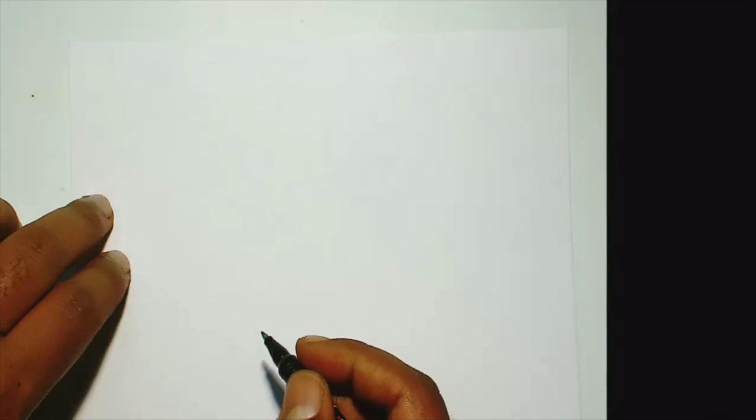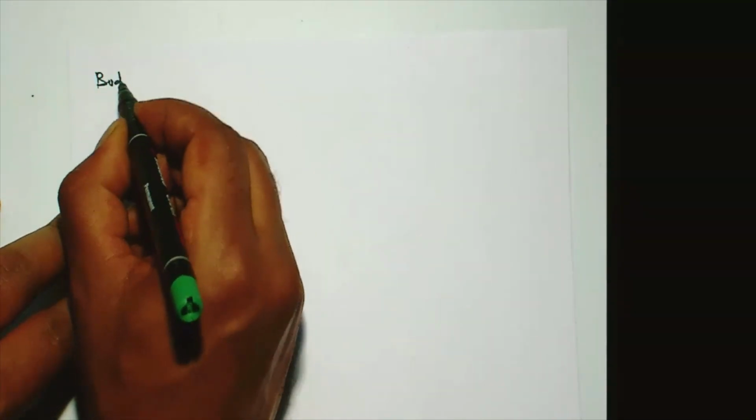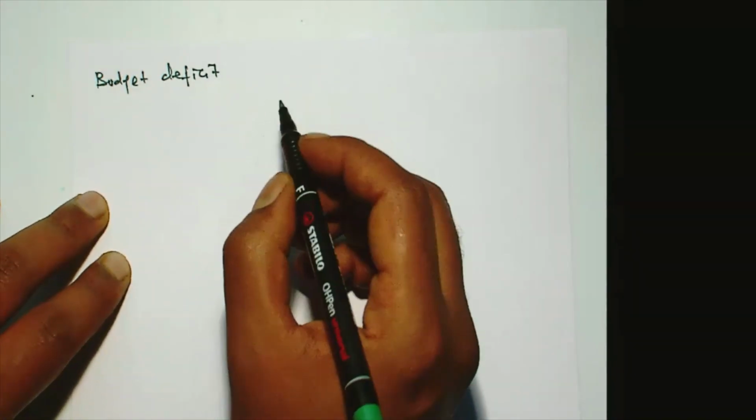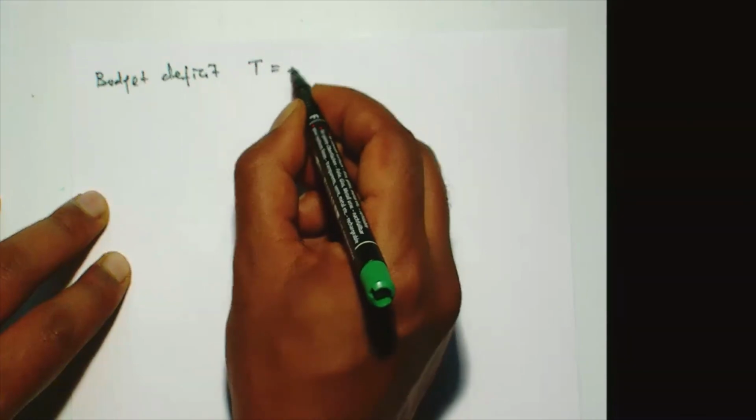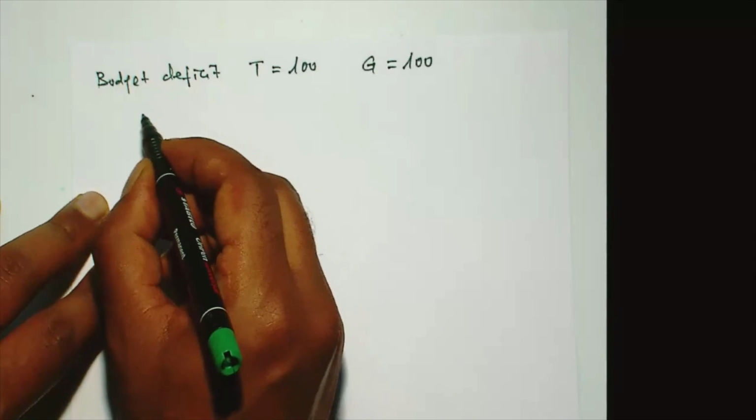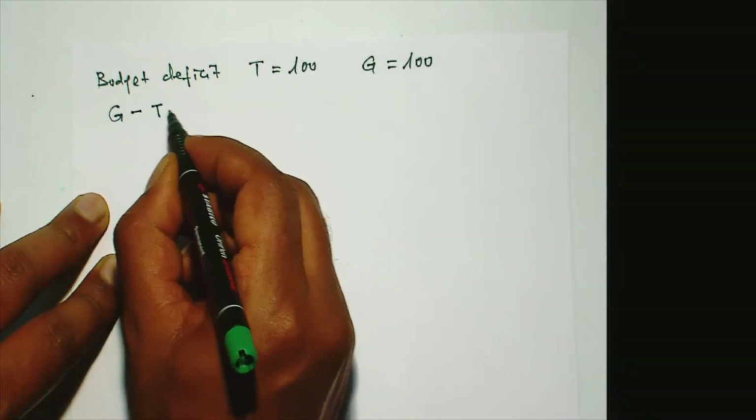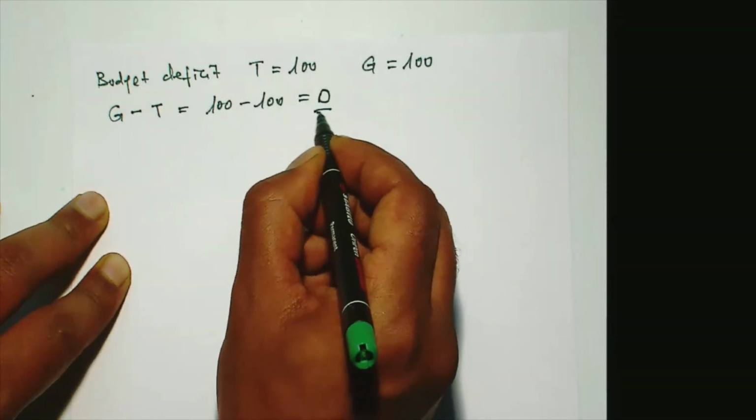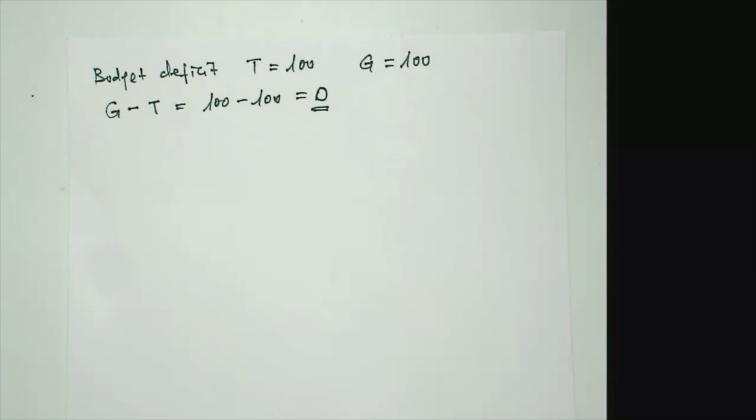The third item we want to see here is the budget deficit. From our table, we have seen that our tax is equal to 100 and our government expenditure is also equal to 100. So when we calculate the budget deficit, G - T, which is 100 - 100, it is 0. Here, the government budget is balanced. What the government is collecting in the form of tax, it is giving out in the form of government expenditure.